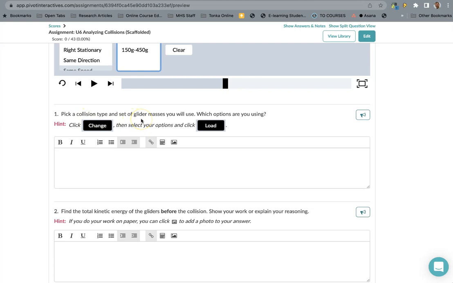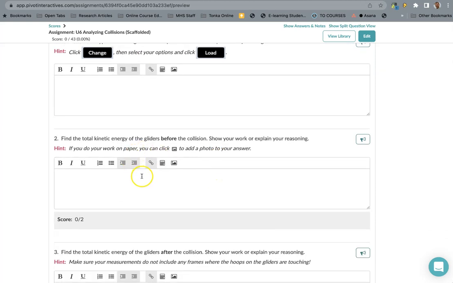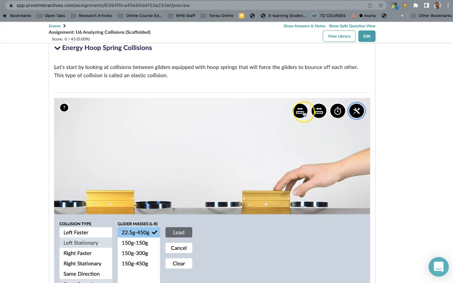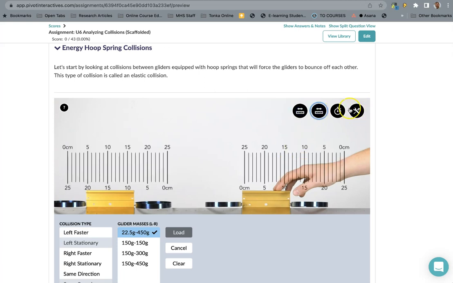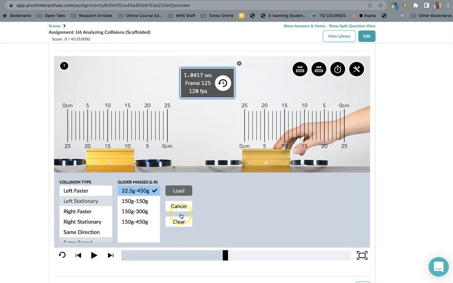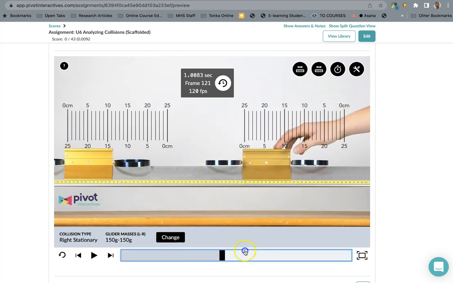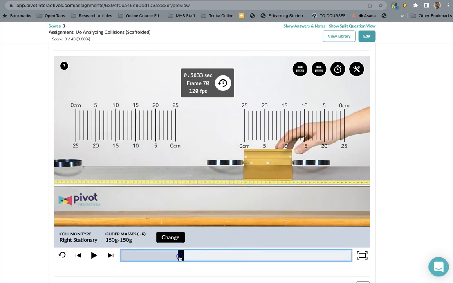Pick a collision that you're going to use. Find the energy before and after. One thing you're going to need for kinetic energy is velocity, and that's where you're going to use your ruler and your stopwatch tool. What I recommend is, after you have one of the simulations loaded up, see what happens, play it back and forth a little bit, and then get your rulers lined up so that when you're measuring the distance and time, it's happening when it's moving at a constant velocity.